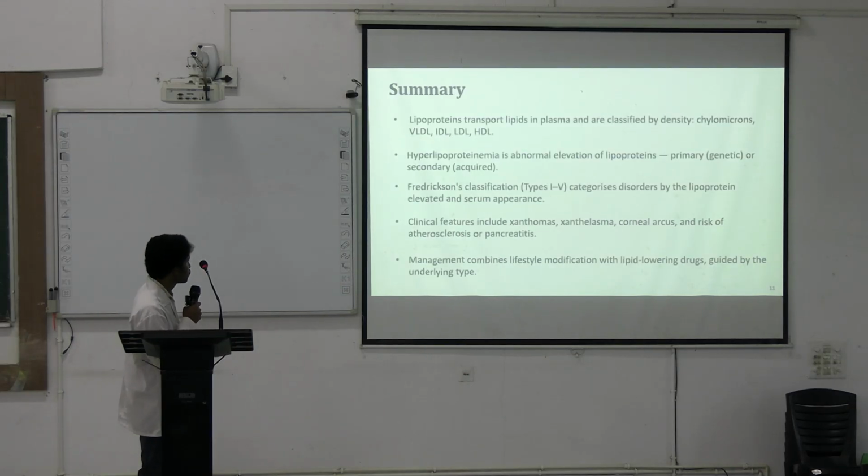Summarization of this topic: lipoproteins transport lipid in the plasma and are classified by density into chylomicrons, VLDL, IDL, LDL, and HDL. Hyperlipoproteinemia is abnormal elevation of lipoproteins, primary genetic or secondary acquired. Fredrickson classification type 1 to type 5 categorizes disorders by the lipoprotein elevated and serum appearance. Clinical features include xanthomas, xanthelasma, corneal arcus, and risk of atherosclerosis or pancreatitis. Management combines lifestyle modification with lipid lowering drugs guided by the underlying type.